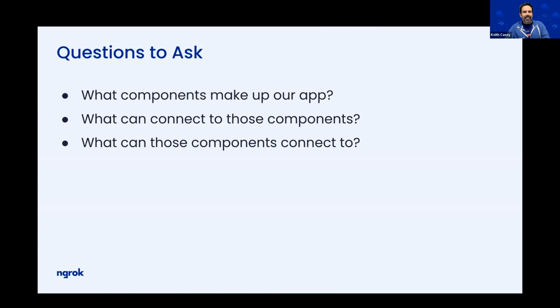Then we want to figure out what can those components connect to. Notice the first one was what can connect to those components. Now these are what can those components connect out to. A lot of times in a supply chain attack specifically, we have systems making calls out to other systems for command and control, for data exfiltration, for all those different things. We need to understand how are we securing this to make sure that the data that we have, the functionality that we have, is behaving the way we expect it to. If it's not, again, we need to set off those alarms.